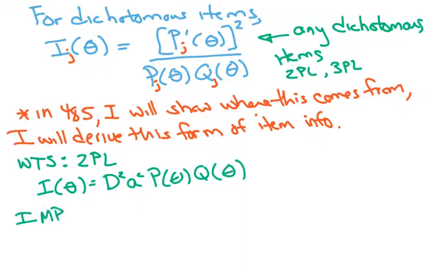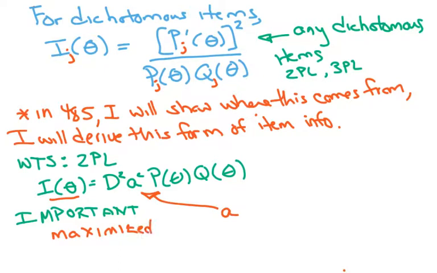Why? Because once we've shown this, you can talk about the role, in particular, that discrimination plays. So there's the discrimination parameter. When A is high, information is high. And we can also look to see when is it maximized? When is item information maximized? We'll talk a little bit about that too. But this theorem is really easy to prove.